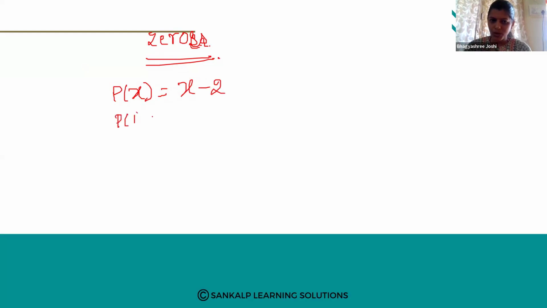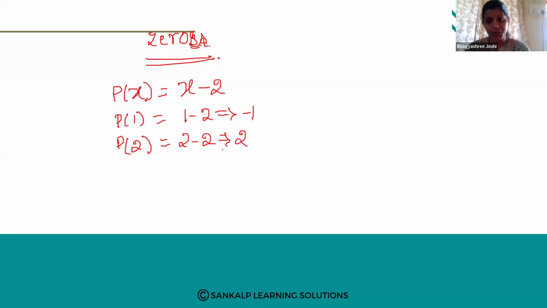Now, if I put x is equal to 1, what will I get? 1 minus 2, that is minus 1. If I substitute x is equal to 2, 2 minus 2 is 0. So, for which value of x will the polynomial value become 0? Observe carefully. The value of x for which the polynomial value becomes 0, we call it a zero of that polynomial. Yes or no?